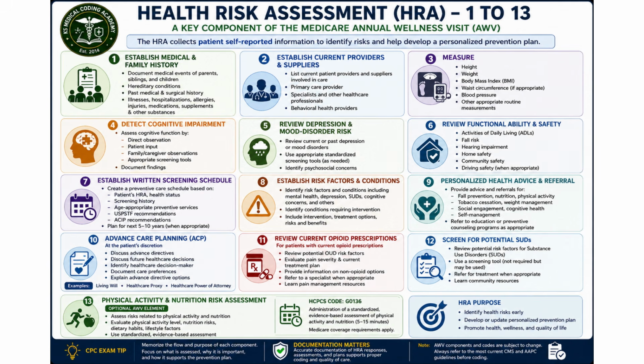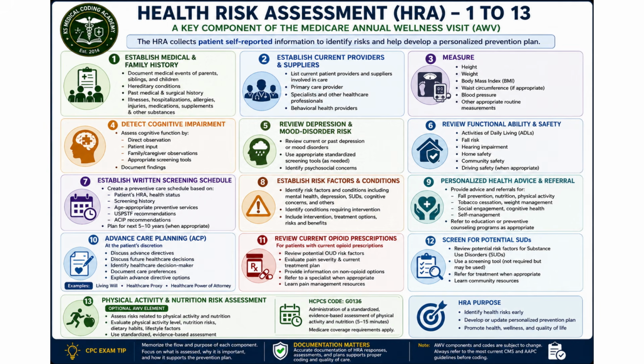Cognitive function and potential depression or mood-related risks are evaluated when appropriate. The patient's functional ability and safety are also reviewed, including activities of daily living, fall risk, hearing, and home safety. Based on the HRA and screening results, an appropriate preventive screening schedule is developed. The provider also identifies important health risks and conditions and provides personalized health education, counseling, and referrals. Advanced care planning may be discussed according to the patient's needs and preferences.